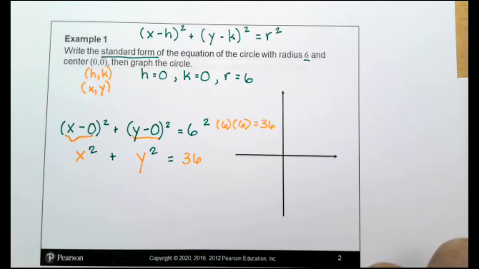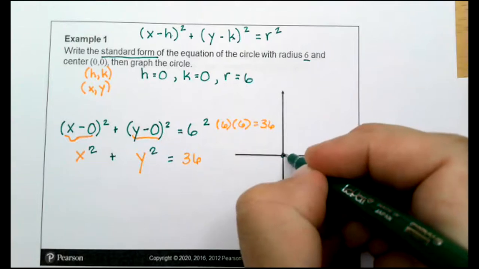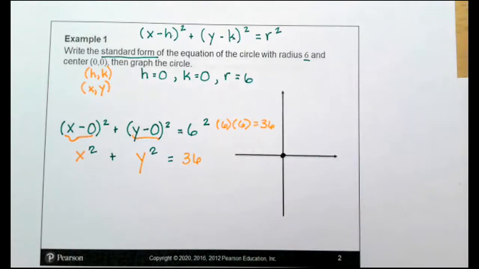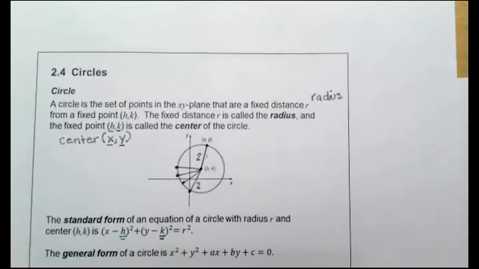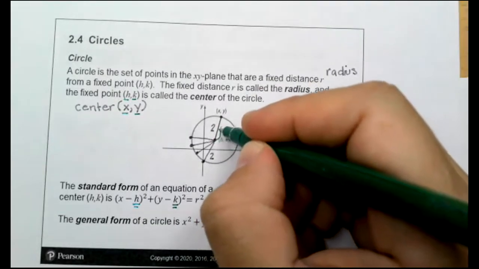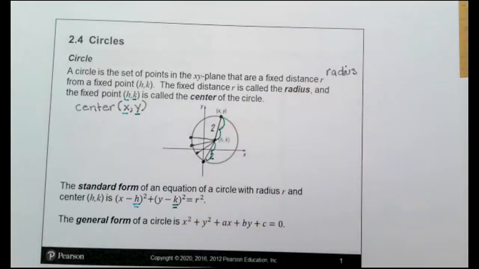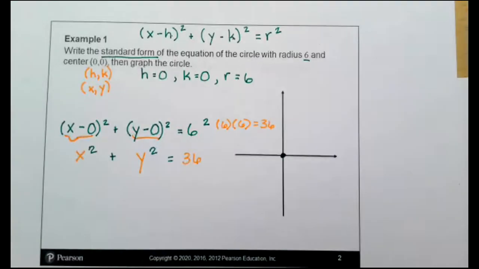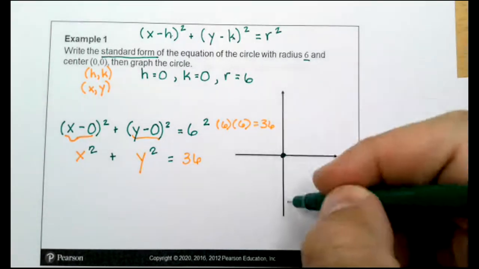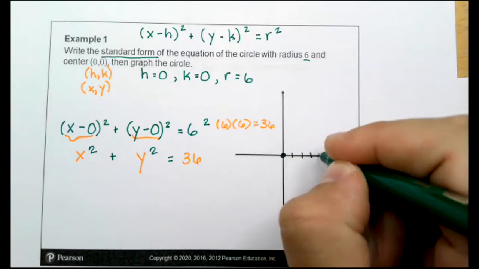And then graph the circle. So the center is 0, 0. That's right here. The radius is 6. And remember, here our radius was 2. That just means from HK, I counted out 1, 2, put a point. 1, 2, and put a point. Okay? You can't do it everywhere, right? Just by hand, but you can do it straight up, straight down, straight right, and straight left. So let's count out 6 in each direction.